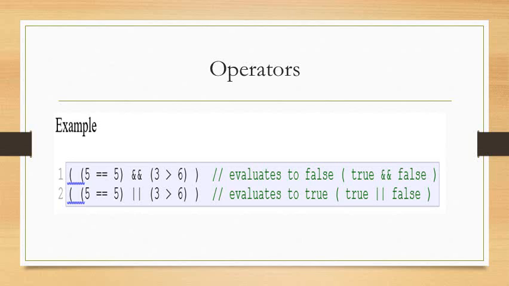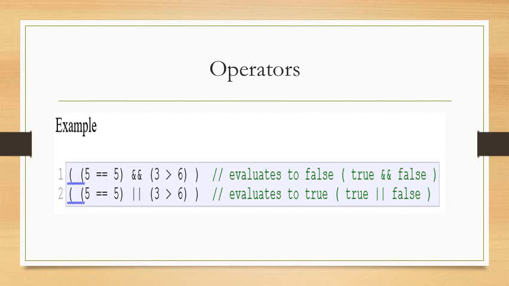Now, let's look at this example to demonstrate it very well. 5 is assigned 5 and 3 less than 6. So now we start evaluating within the enormous bracket, moving from left to right. Is 5 equal to 5? Yes, that one is true. Then the next one is our AND operator. Is 3 greater than 6? No, 3 is not greater than 6, hence it's false. Now, true and false will evaluate to false.